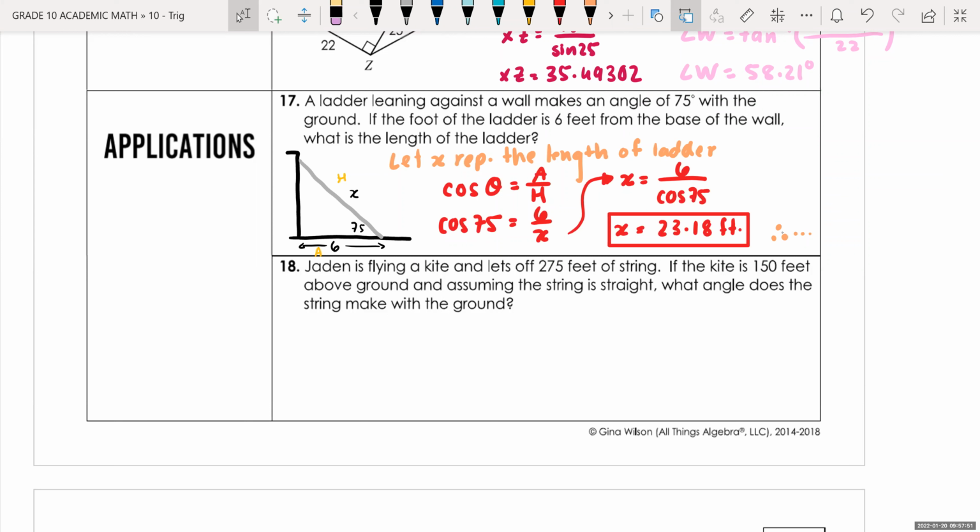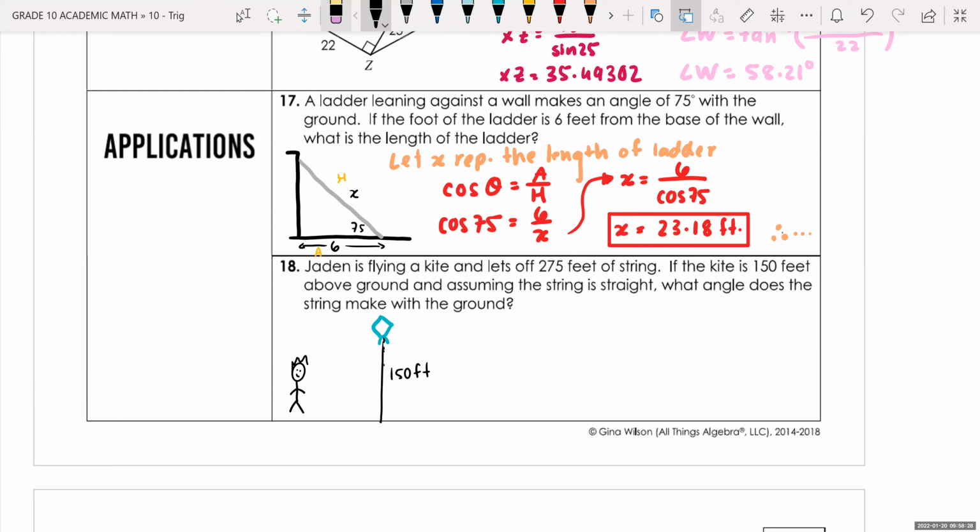Jaden is flying a kite and lets off 275 feet of string. So let's draw Jaden. And then smiley face. If the kite is 150 feet off the ground, let's draw the kite. There we go. And so we can tell, now it's not going to be very accurate because they've told us that this kite is 150 feet above the ground.